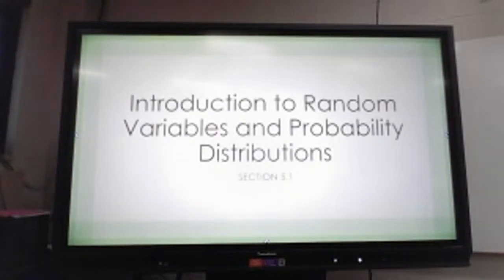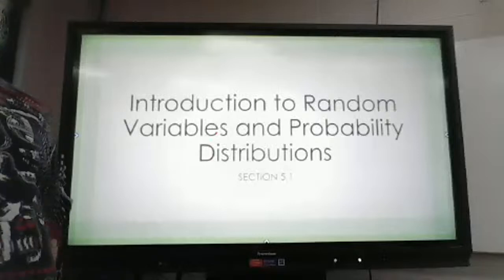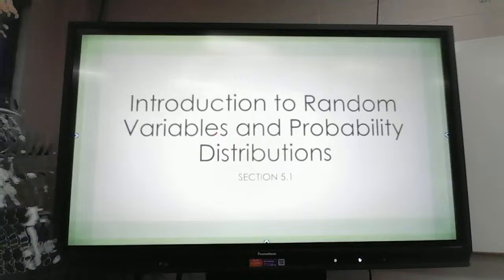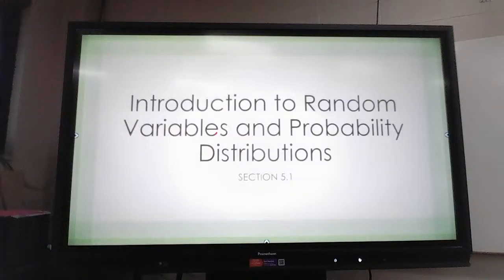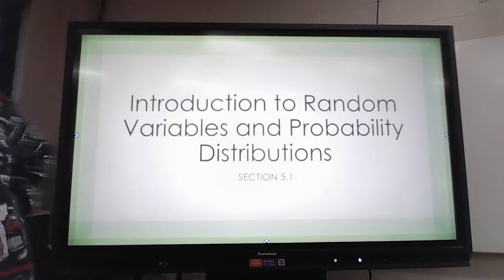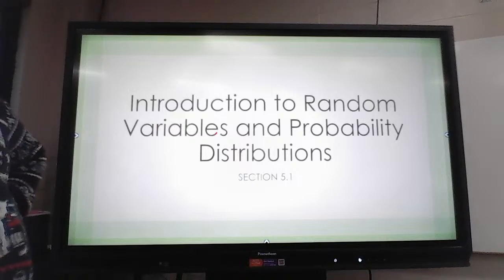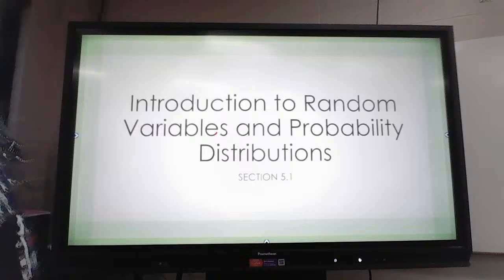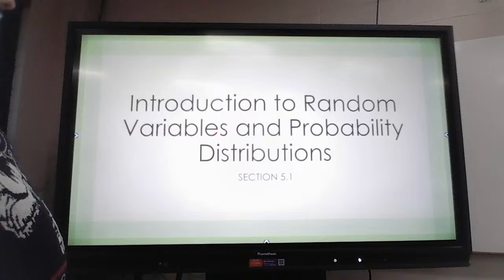All right, so chapter five is a chapter on what's known as discrete probability distributions. In chapter 3, we talked mostly about the statistics portion of probability and statistics. In chapter 4, we mostly talked about the probability portion of probability and statistics. Chapter 5 and also chapter 6 will kind of combine probability and statistics together when we talk about probability distributions.